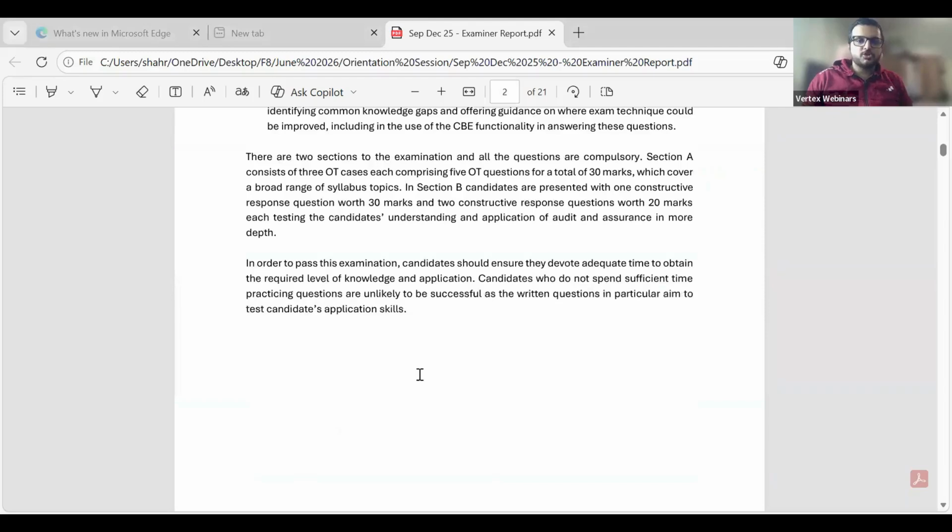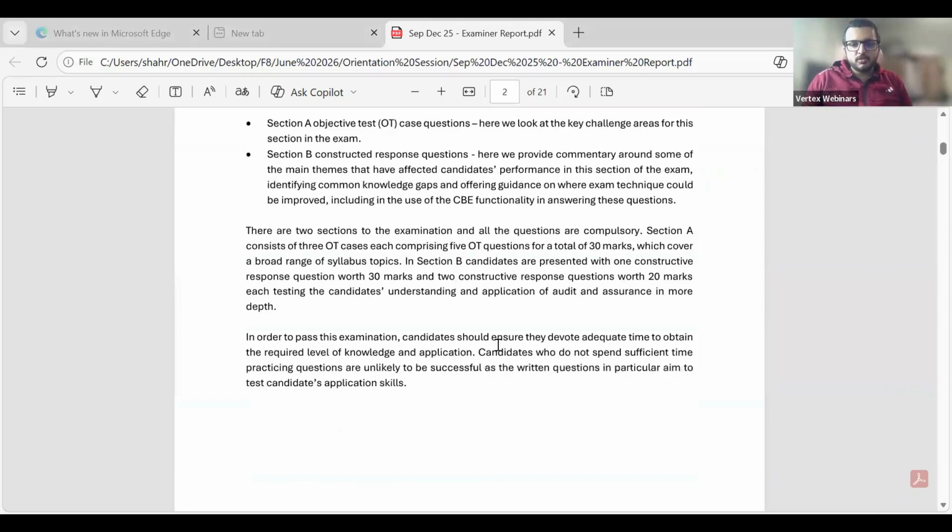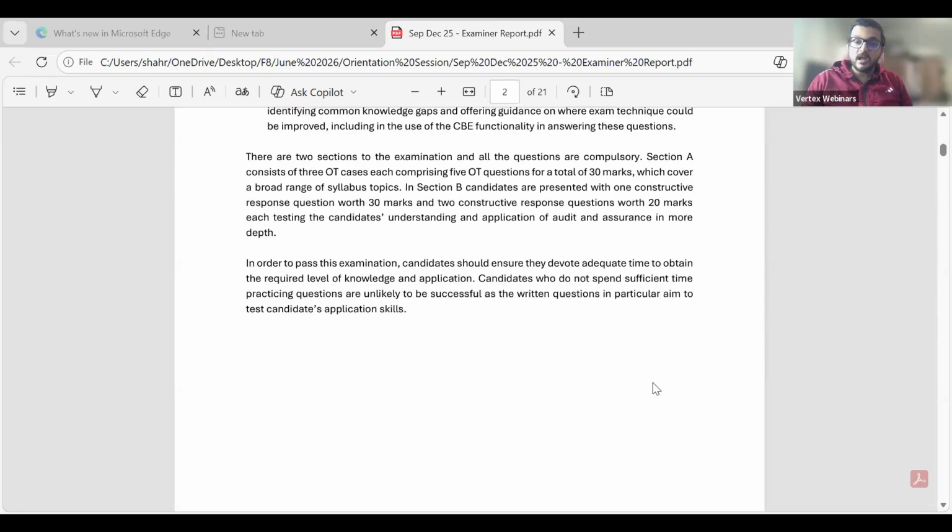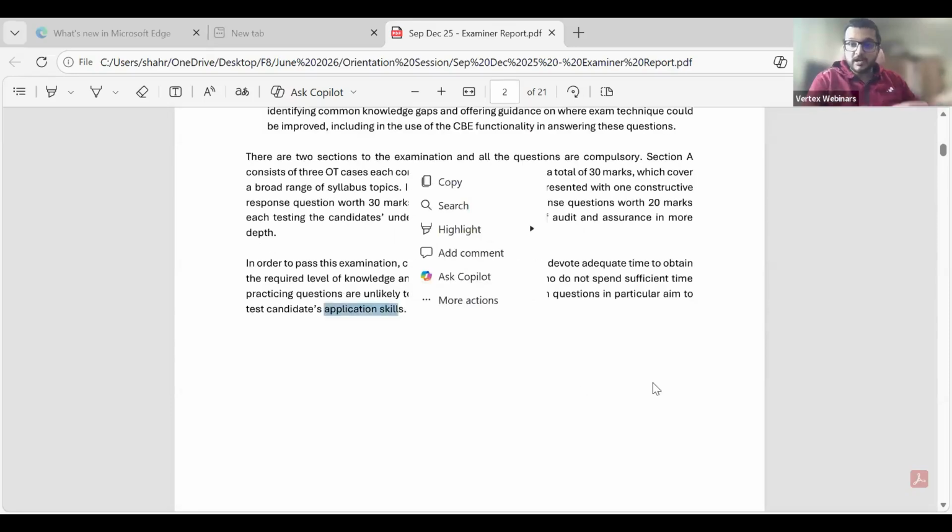So, in order to pass the exam, candidates should ensure they devote adequate time to obtain the required level of knowledge and application. Candidates who do not spend time practicing questions are unlikely to be successful, as written questions in particular aim to test candidates' application skills, meaning your drafting skills. I just showed you 89% scenario based, 91% scenario based. That's how they'll test your application skills, right?